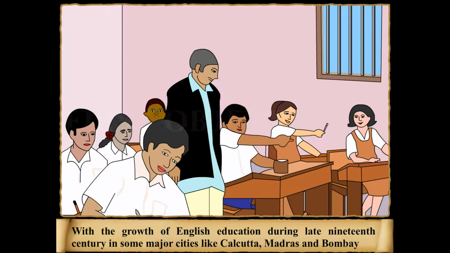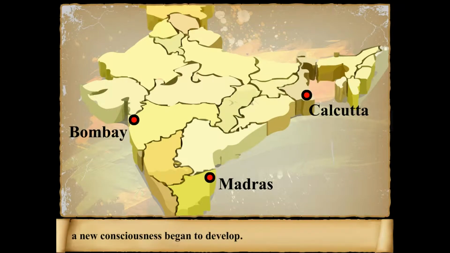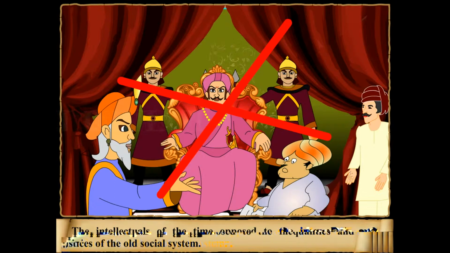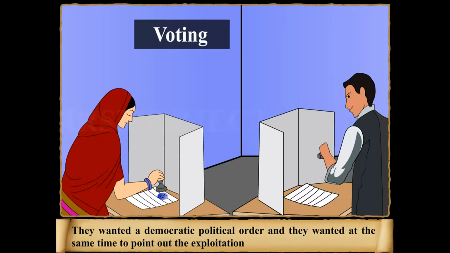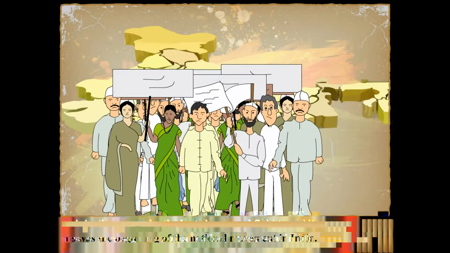With the growth of English education during the late 19th century, in some major cities like Calcutta, Madras, and Bombay, a new consciousness began to develop. The intellectuals of the time opposed the inequalities and injustices of the old social system. They wanted a democratic political order and they wanted at the same time to point out the exploitation and injustice caused by the British rule and fight to end it. This was the beginning of the national movement in India.